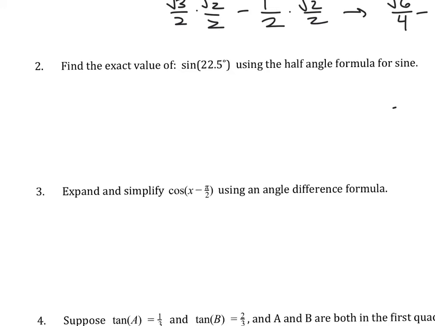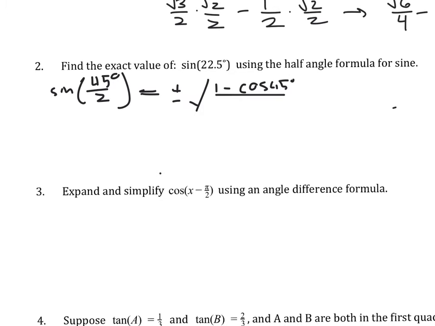Number two, find the exact value of sine of 22.5 using the half angle formula. So, a little confusing. We'll treat this as the sine of 45 degrees over 2, which seems kind of pointless, except anytime you're taking a sine or cosine of something divided by 2, you can try that out in the half angle formula. That would be something you keep on your note card. And in your note card, it says plus or minus, so I'll write that in for the moment. Big square root, 1 minus cosine 45 degrees over 2.